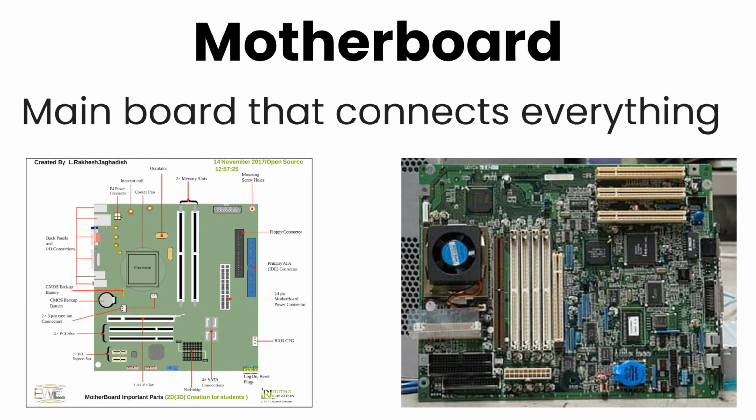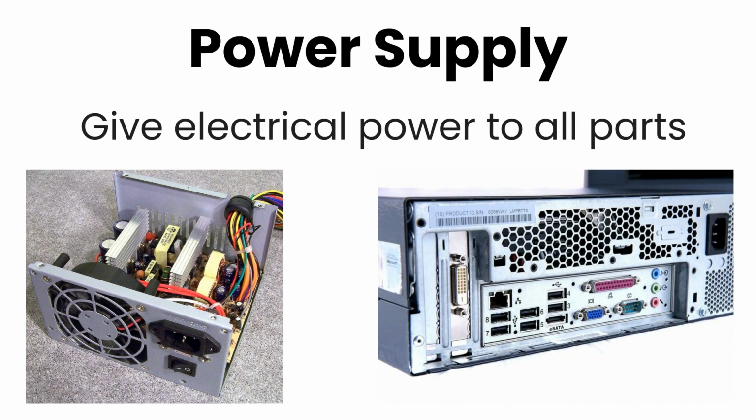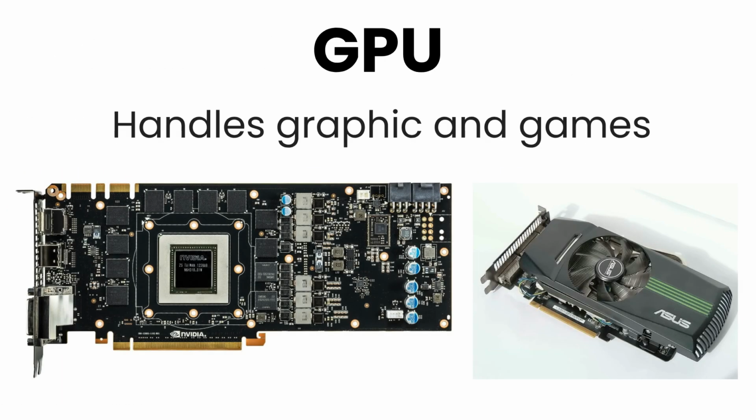Finally, the motherboard is the main circuit board that connects all the computer components together, allowing them to communicate and function as a system. The power supply gives electrical power to all parts of the computer, converting AC power to the low-voltage DC power needed by the components. The GPU, or Graphics Processing Unit, handles graphics and games.